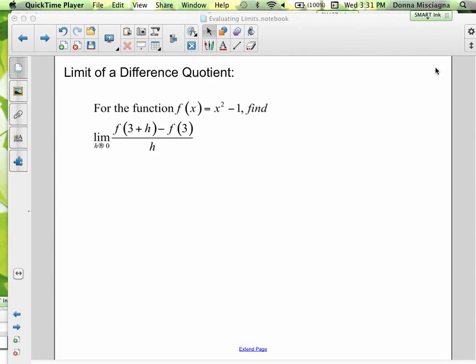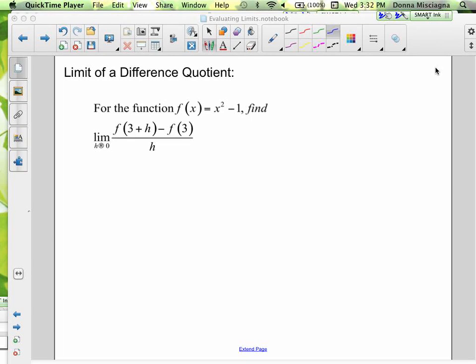Welcome. So now we're going to be looking at a limit of a difference quotient. Quotient means we're going to have a fraction, right? We're dividing. In difference, we're taking the difference of a function evaluated at two different quantities, two different quantities that are very, very close together. This is called a limit of a difference quotient.